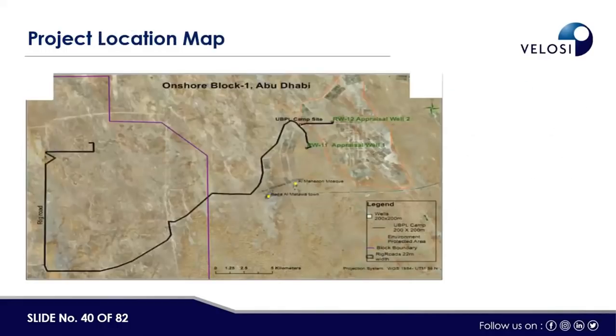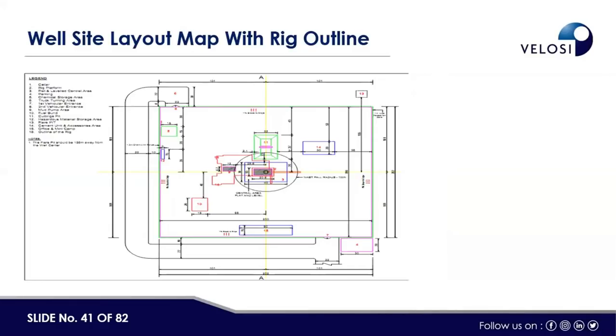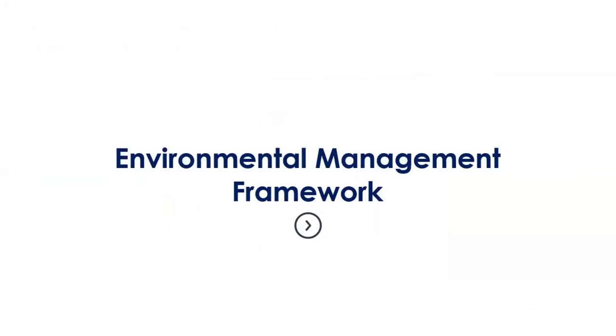This is the location, basically Appraisal Well 2 and Appraisal Well 1. These were the two well locations where the drilling and testing was carried out, and we have prepared the environmental impact assessment, and as the outcome of the EIA we have developed the environmental management plan as well. This is the layout as well. So this is the environmental management framework.